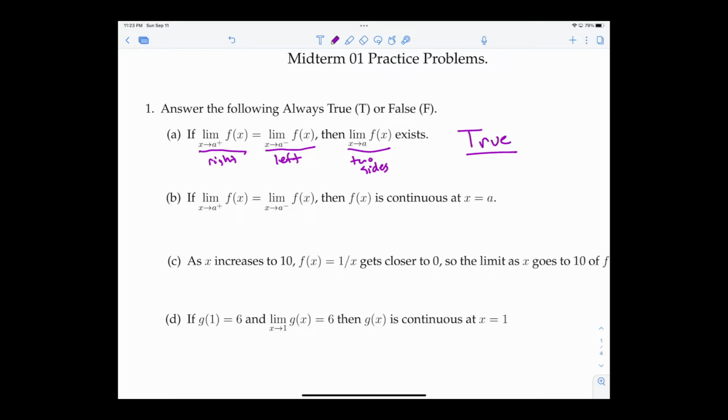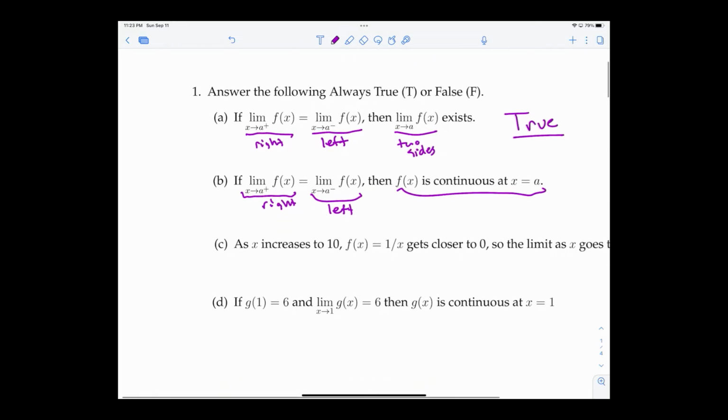The next question is similar but different. We still have the right-hand limit here and the left-hand limit here, and then it says f is continuous. So no, this is false. If the right-hand limit equals the left-hand limit, that does not mean that the function is continuous.